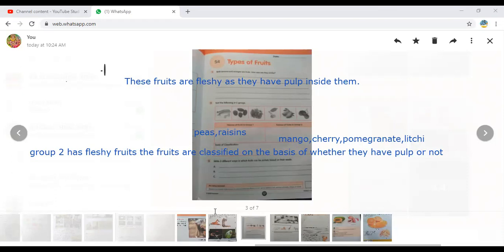Fruits that are soft on the other side go in the fleshy fruits box, and peas and raisins are put in the dry fruits box. So we have divided them into two groups.